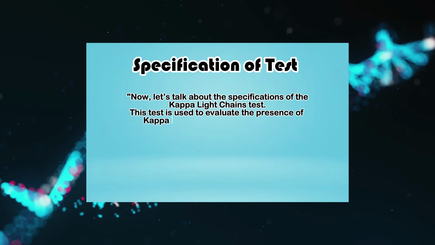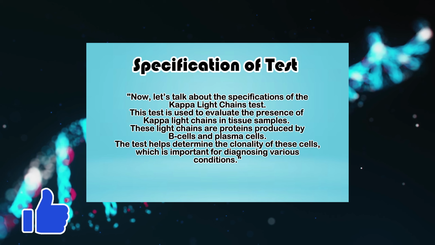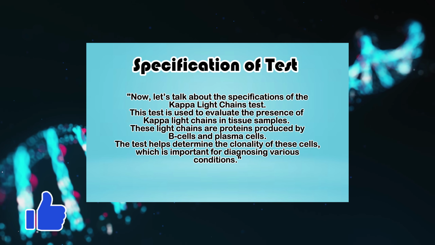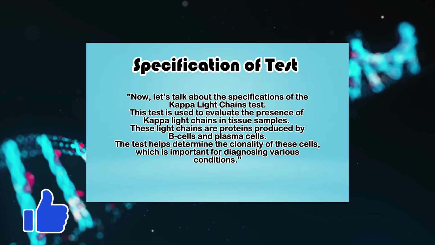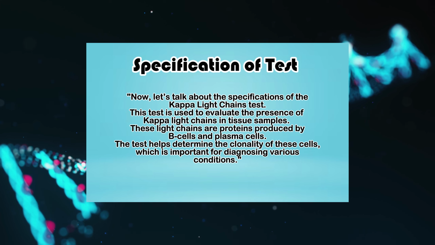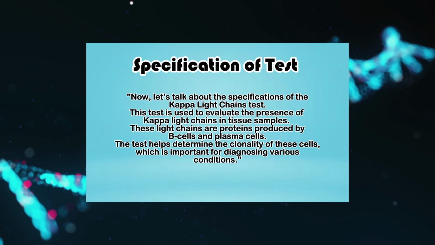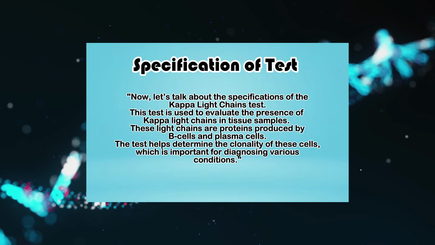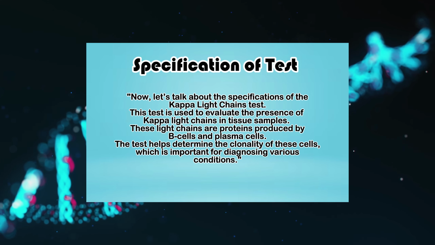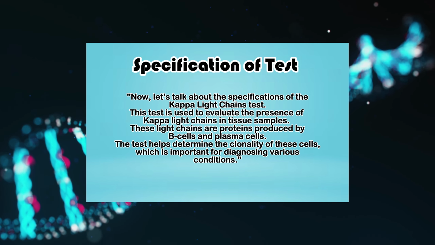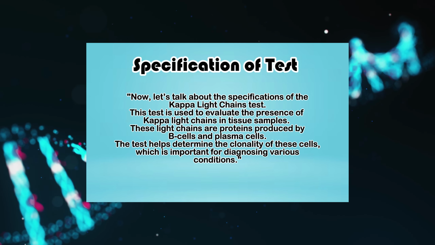Now let's talk about the specifications of the Kappa light chains test. This test is used to evaluate the presence of Kappa light chains in tissue samples. These light chains are proteins produced by B cells and plasma cells. The test helps determine the clonality of these cells, which is important for diagnosing various conditions.